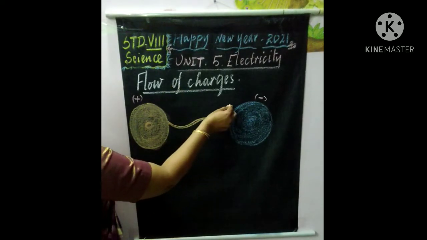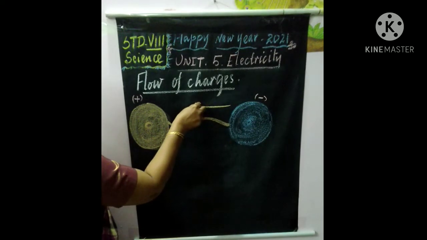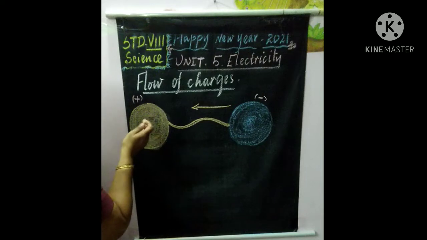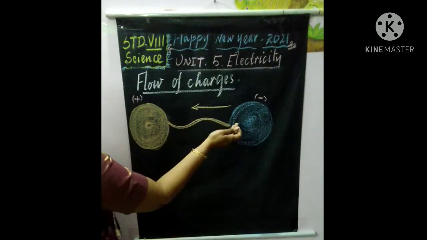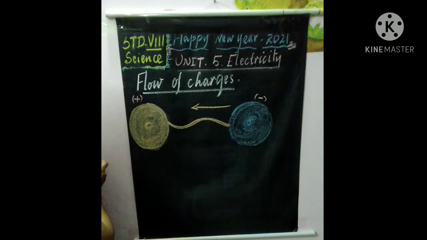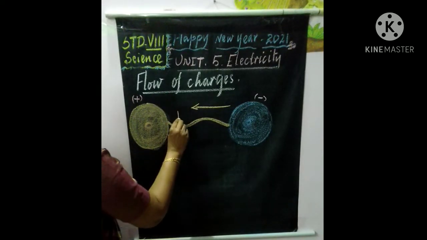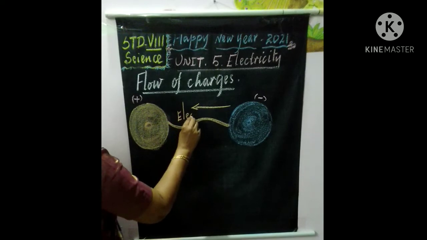This flow of charge, the excess electrons move towards the other sphere till the electrons are equal in both spheres. This flow of charge is known as electric current.